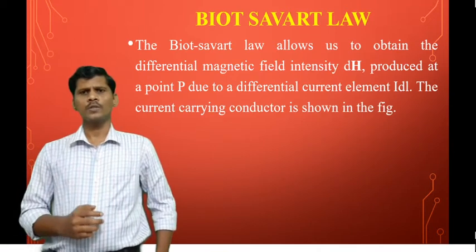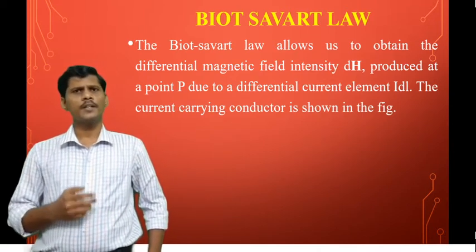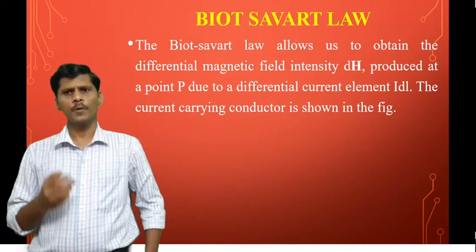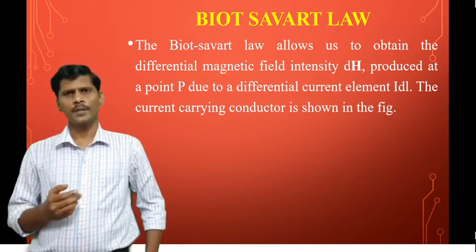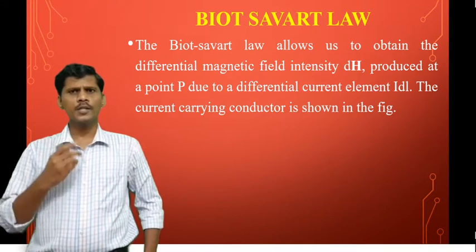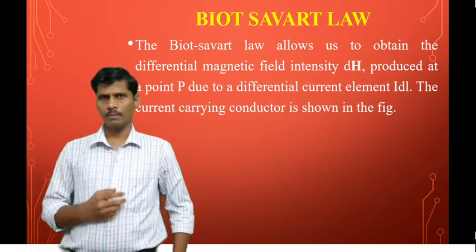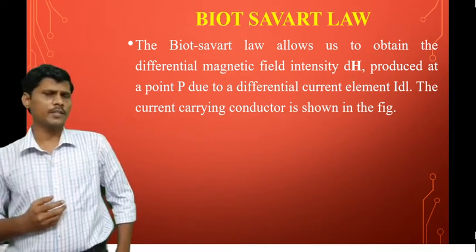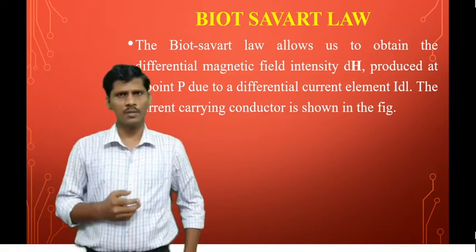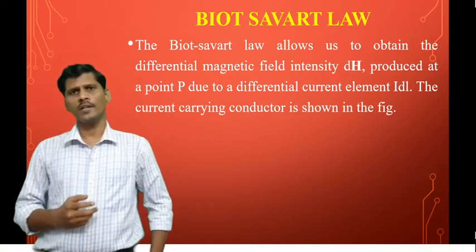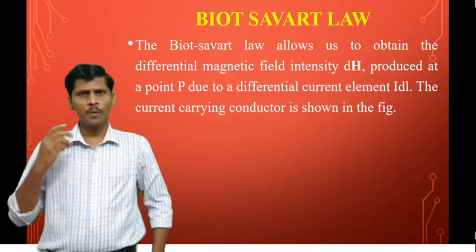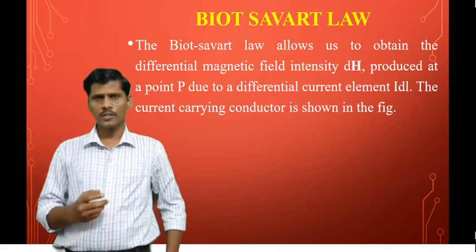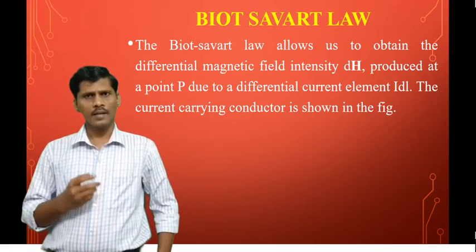The Biot-Savart law allows us to determine the differential magnetic field intensity dH bar, or the total magnetic field intensity H bar, at point P due to the differential current element I dl bar.